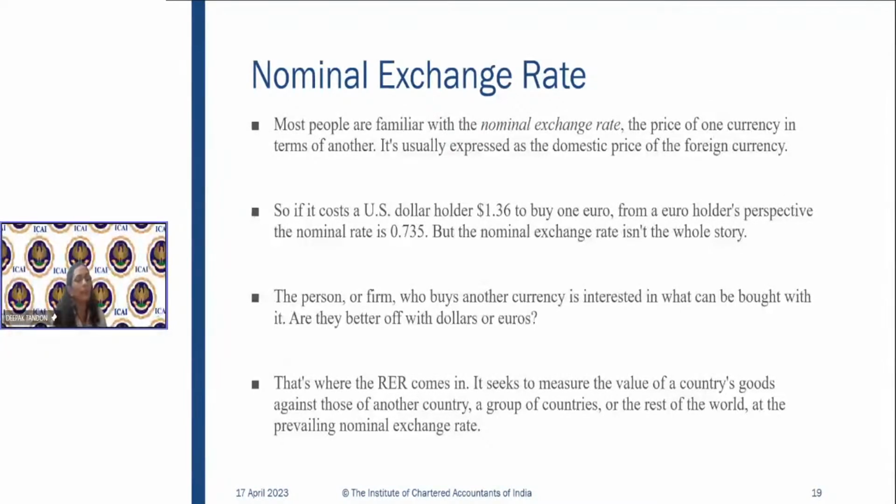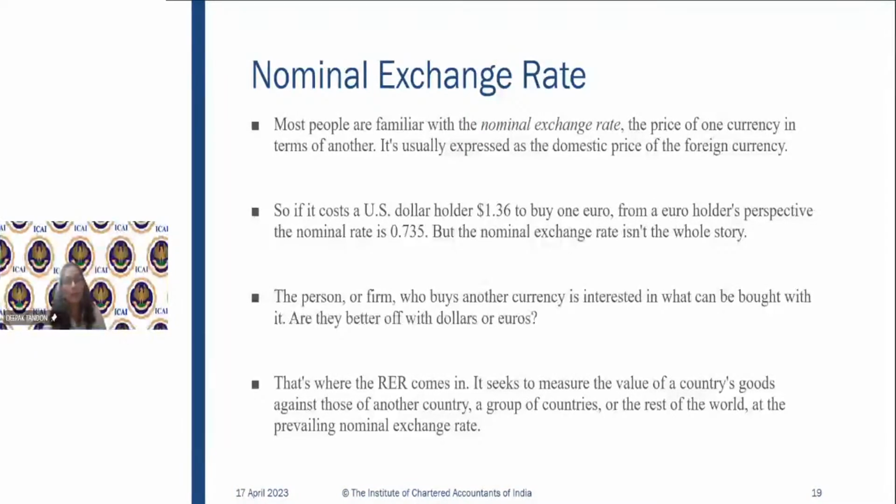So how do we take care about real exchange rate? We take group of currencies together, or we measure our currency value with respect to another country's currency, or we measure with respect to group of currencies of the other countries.